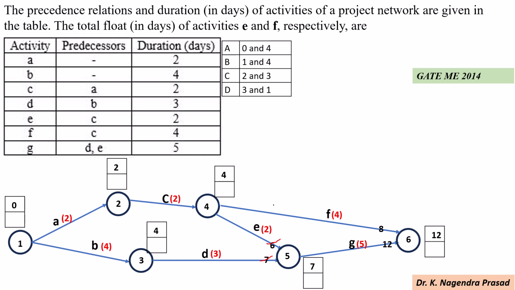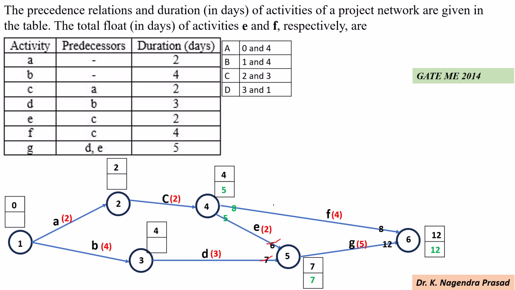Next, we go for the backward pass method and start at the last event, that is 6, considering the latest finish time at event 6 as 12. Next, for activity G, 12 minus 5 equal to 7, and for activity F, 12 minus 4 equal to 8, and for activity E, 7 minus 2 equal to 5. So among 8 and 5, consider the minimum value, that is 5.